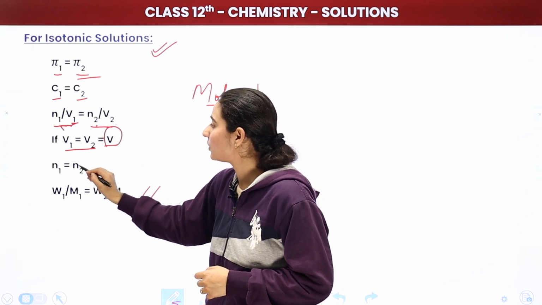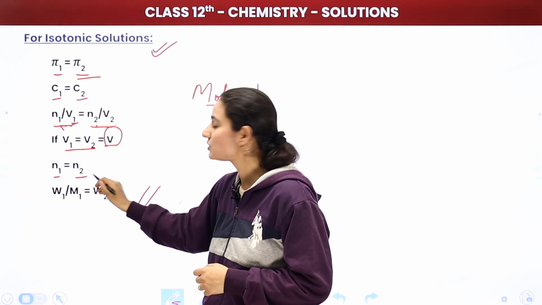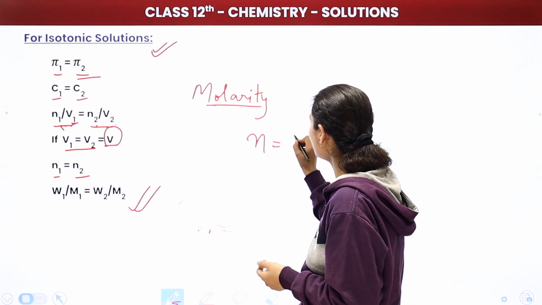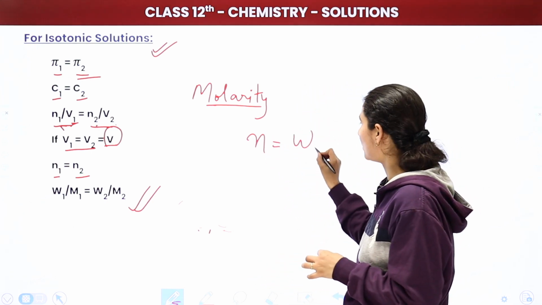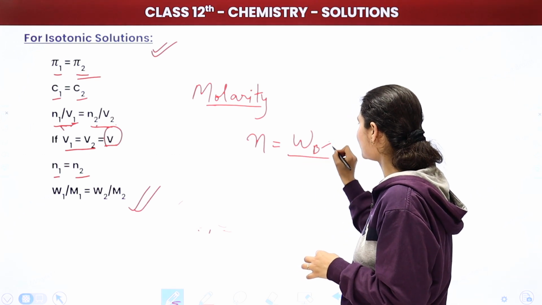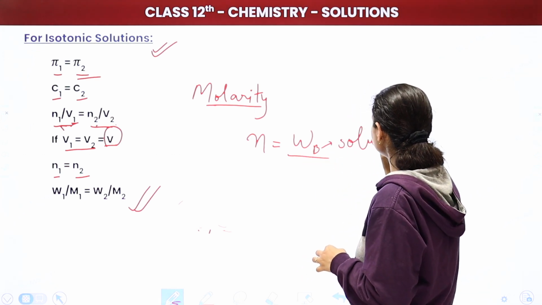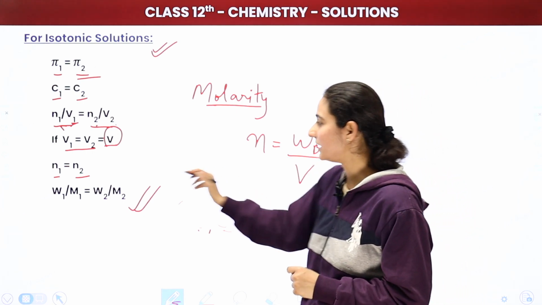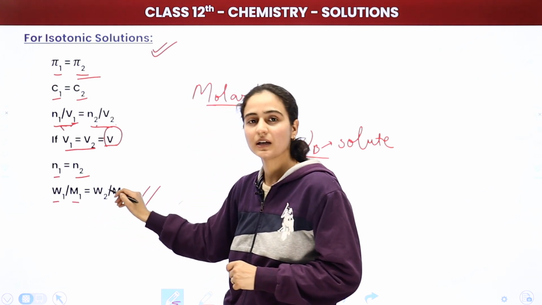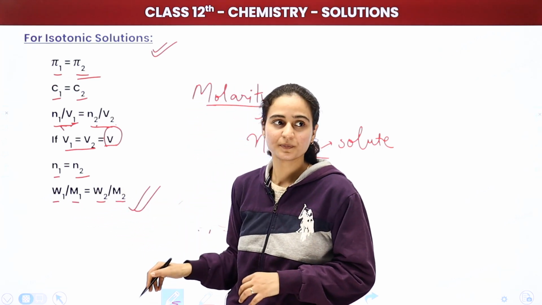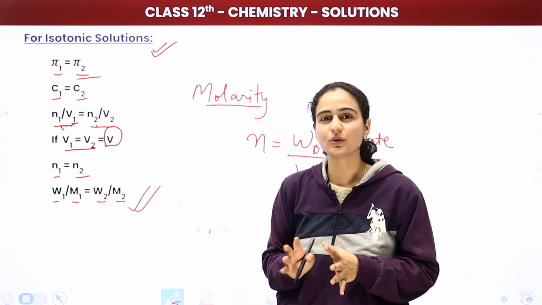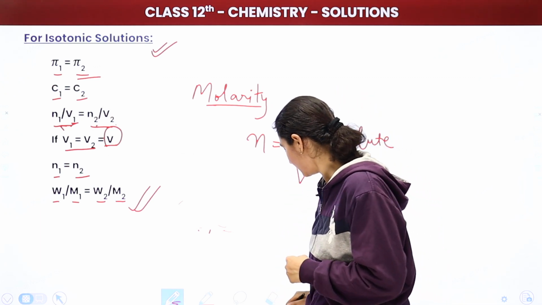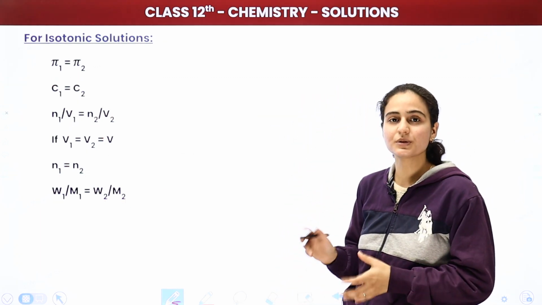And what is the equation now? It is N1 equals N2. Now what is the formula of number of moles? Number of moles is nothing but weight in grams of solute divided by molar mass. So write the same thing here: W1 by M1 equals W2 by M2. This is the formula which we can directly use if the question is discussing isotonic solutions. Let's see a numerical to see how we are using this formula.